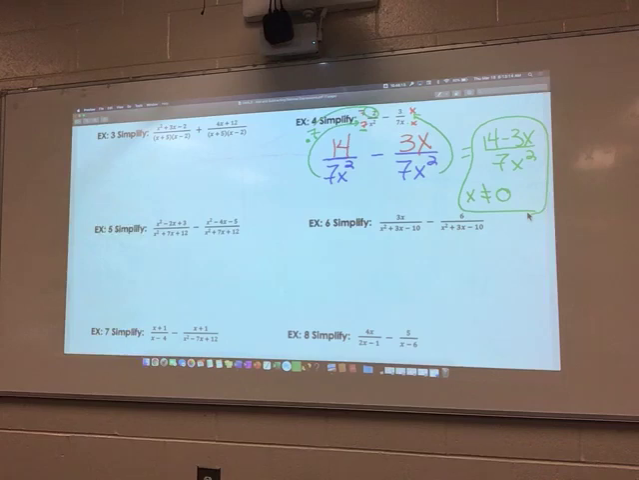You can factor out the negative 3x and a plus 14. Yeah, it's fine. I would if I was going to go the next step, but I wasn't. There's nothing to do there, so I just left it.